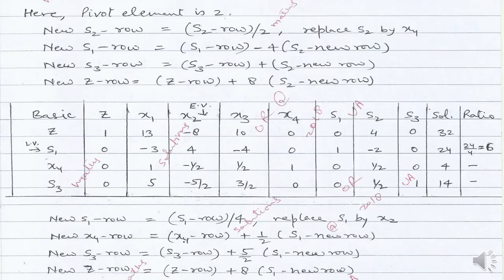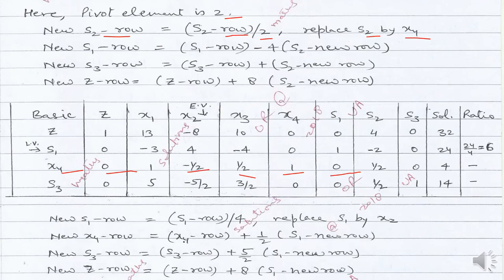Pivot element is 2, so we will divide the pivot row by 2, that is new S2 row we obtained by dividing S2 row by pivot element, and we replace S2 by X4. So we got here X4, and we got these elements after dividing by 2. The S2 row we have divided by 2 and we got all these elements.